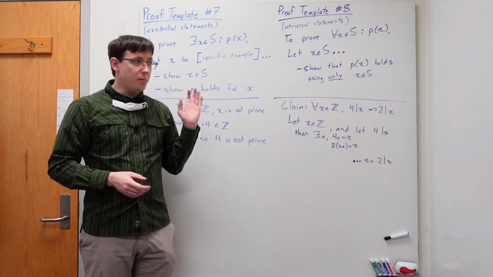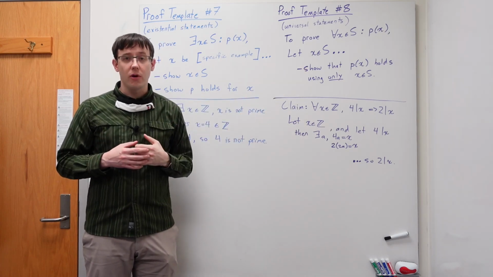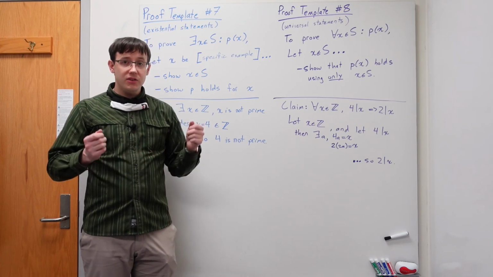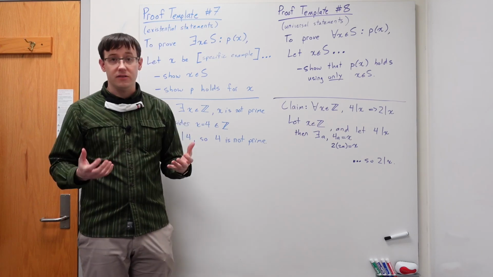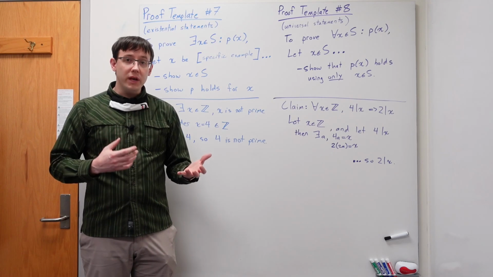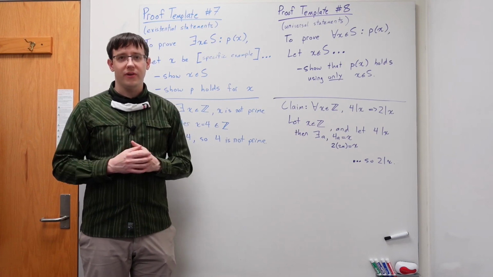So in summary, both of these proof templates end up being almost exactly like proofs we've already been doing, but we now know how to state our claims more precisely using universal and existential quantifiers, and we know the relationship between universal and existential quantifiers when we negate quantified statements.